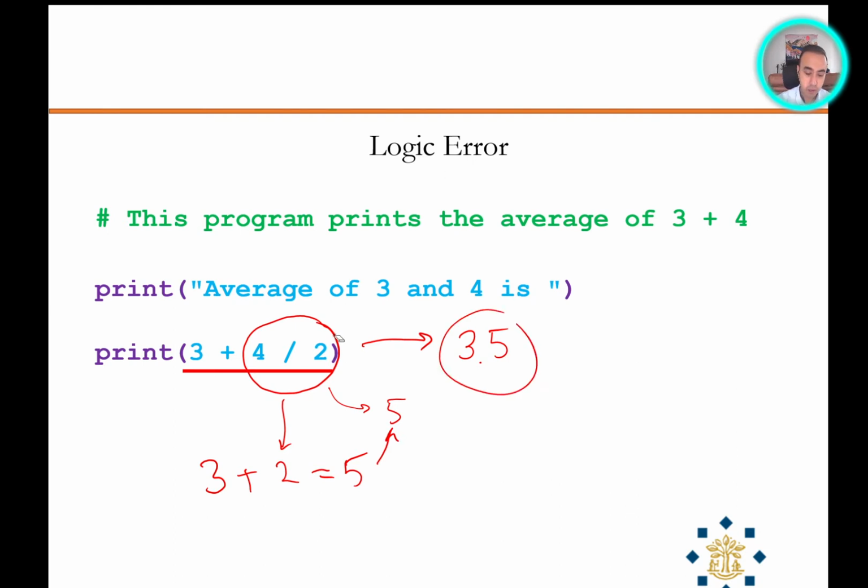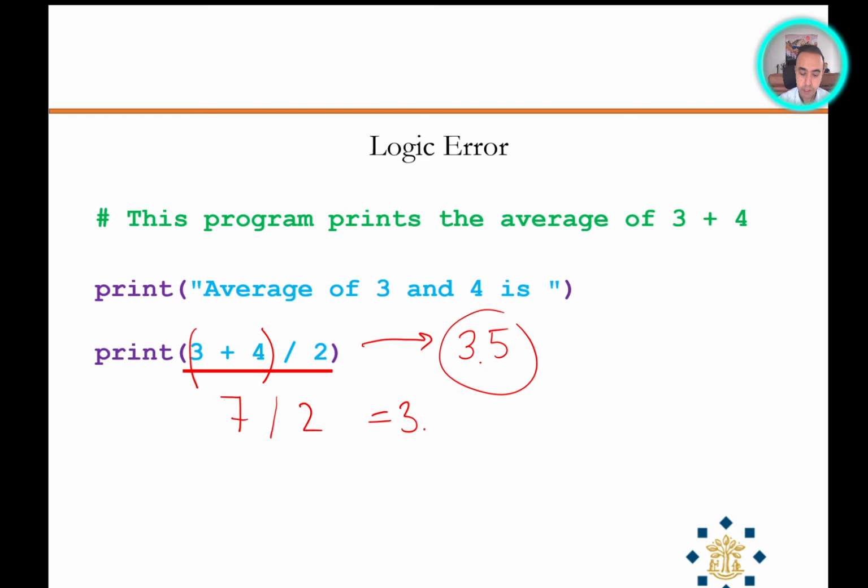So how do we eliminate that error? How do we make it print 3.5? We first make it do the addition operation, 3 plus 4, with parentheses, and then divide 7 by 2, which makes it 3.5.